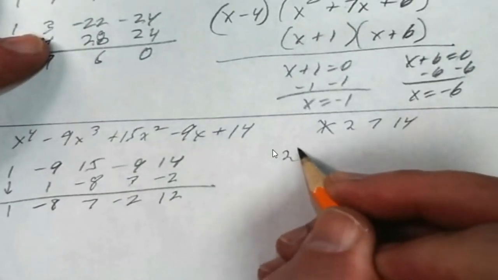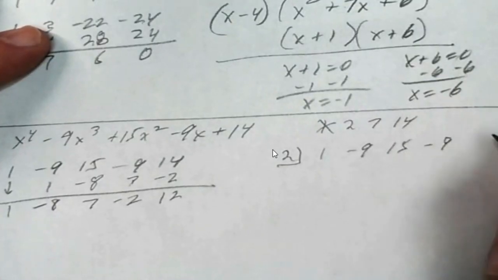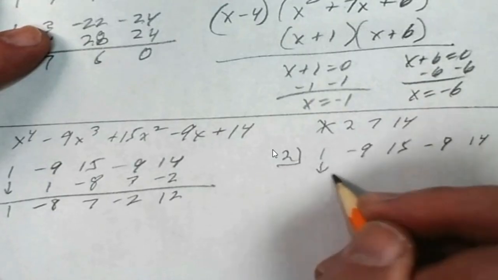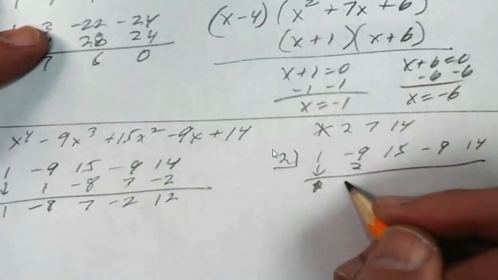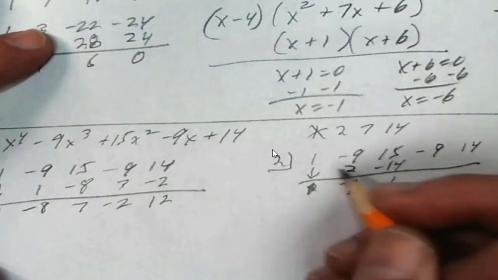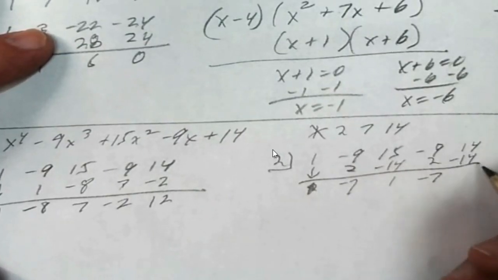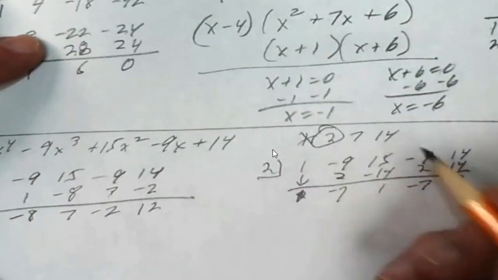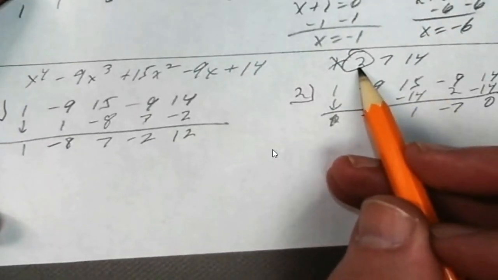Let's check 2. 1, -9, 15, -9, and 14. Oh, that's a 1. Bring that one down. 2 times 1 is 2, goes there. -7, -14. That's positive 1. 2 times 1 is 2. Negative 7. 2 times that. Hey, 2 is a solution. Okay, so now we know for sure there's 2 imaginary solutions and 2 real solutions. Guaranteed, because we've already ruled out one and found one that's true.